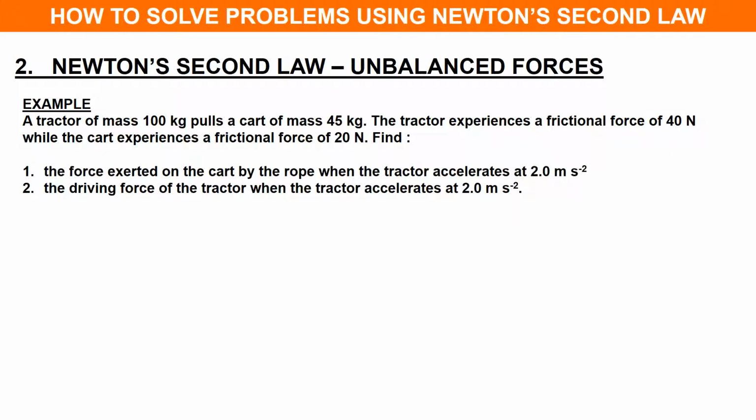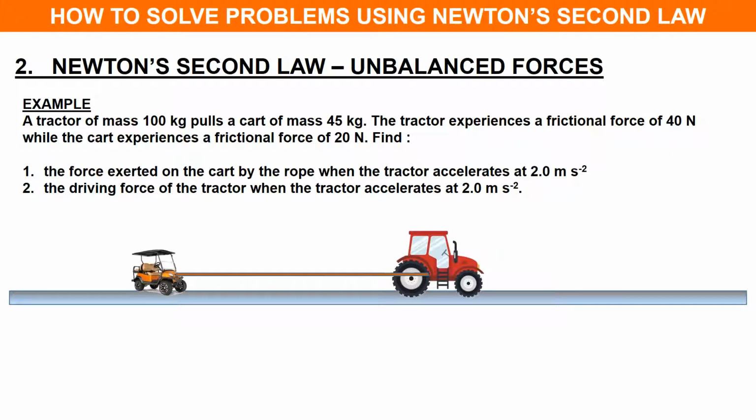The first one is to find the force exerted on the cart by the rope when the tractor accelerates at 2 meters per second squared. And number two, the driving force of the tractor when the tractor accelerates at 2 meters per second squared. So the first thing you need to do is to draw a diagram depicting the situation.